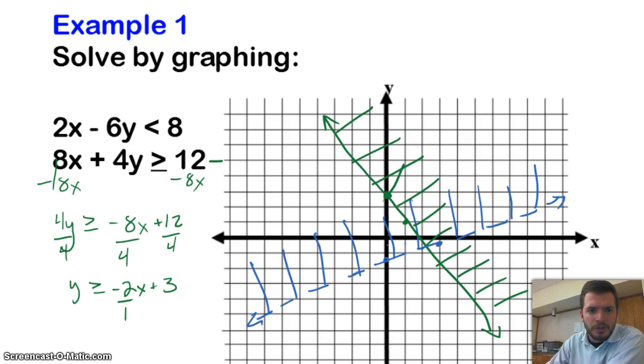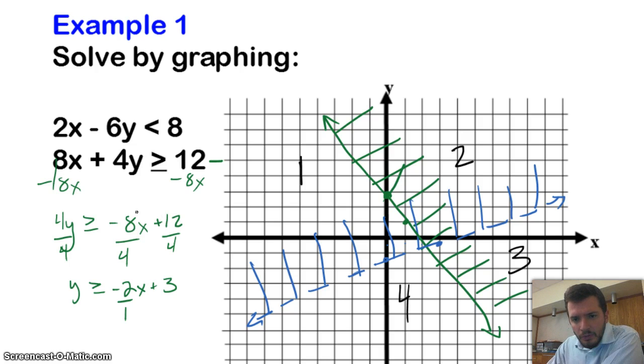All right, so let me switch to black so I can identify our sections here. So I've got the first section here, second section here, third section here, and fourth section here. Now, the answer to our problem is where they both are pointing.